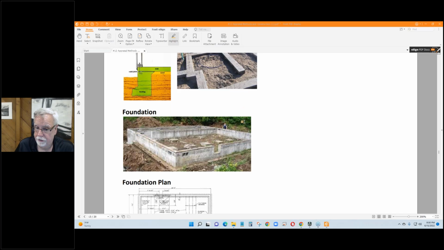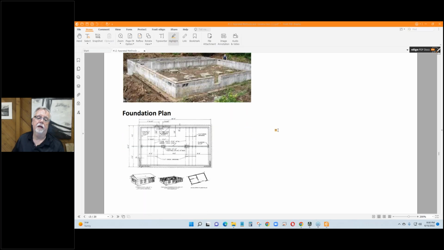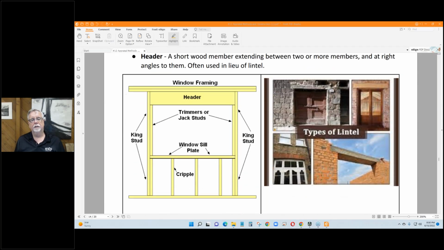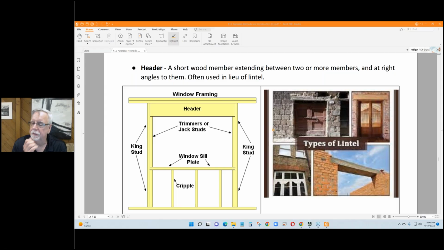That's the foundation. And a foundation plan is another architect's drawing that shows you the layout of the footings, the piers, all that stuff. A header. When I first did this, my diagram, my picture of a header, well, I used Stonehenge. And Stonehenge is a good example of a header. You've got all these rocks that are sticking up and big heavy ones on top.